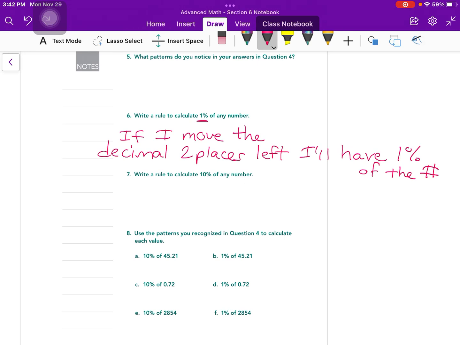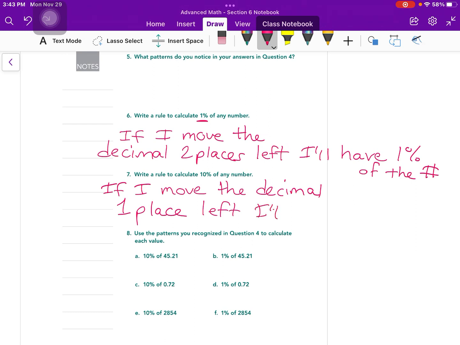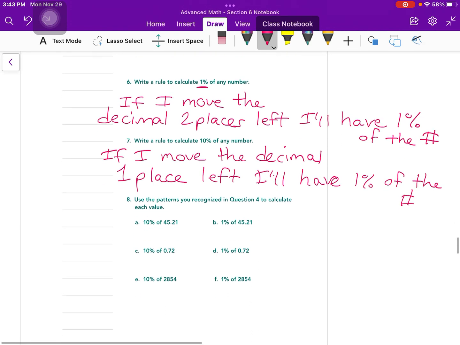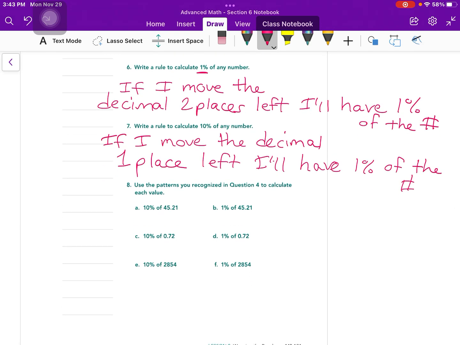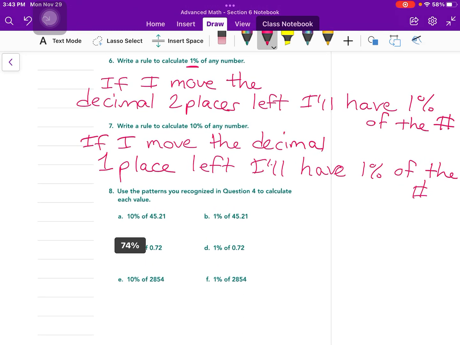And 10% of any number, if I move the decimal one place left, I'll have 1% of the number. Interesting. All right, well, let's try that out. Use the patterns that you recognize to calculate each value, this time without a calculator.